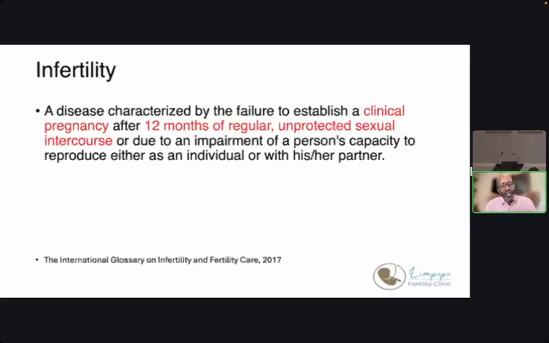So to define a few things, of importance is that infertility is a disease characterized by failure to establish a clinical pregnancy after 12 months of regular unprotected sexual intercourse. But we need to note that fertility interventions may be initiated in less than 12 months based on medical, sexual and reproductive history, and the age of the patient, and the physical findings and diagnostic testing. Therefore, if one presents to you at 6 months, she's 38 years of age, you can't tell them, go back home, go and try for 12 months before I can do anything. According to a definition, infertility is 12 months.